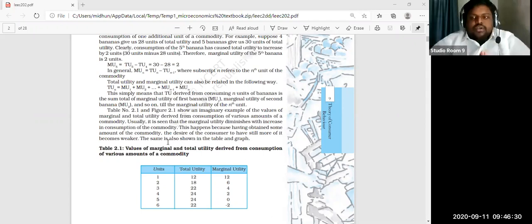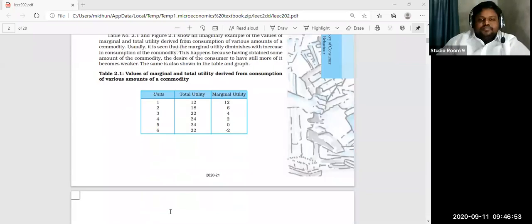So the idea is the total utility of the product is increasing while we are adding an extra unit of the product. At the same time, the marginal utility of that product will decrease. So this concept is basically considered the law of diminishing marginal utility. Okay, is that much clear?